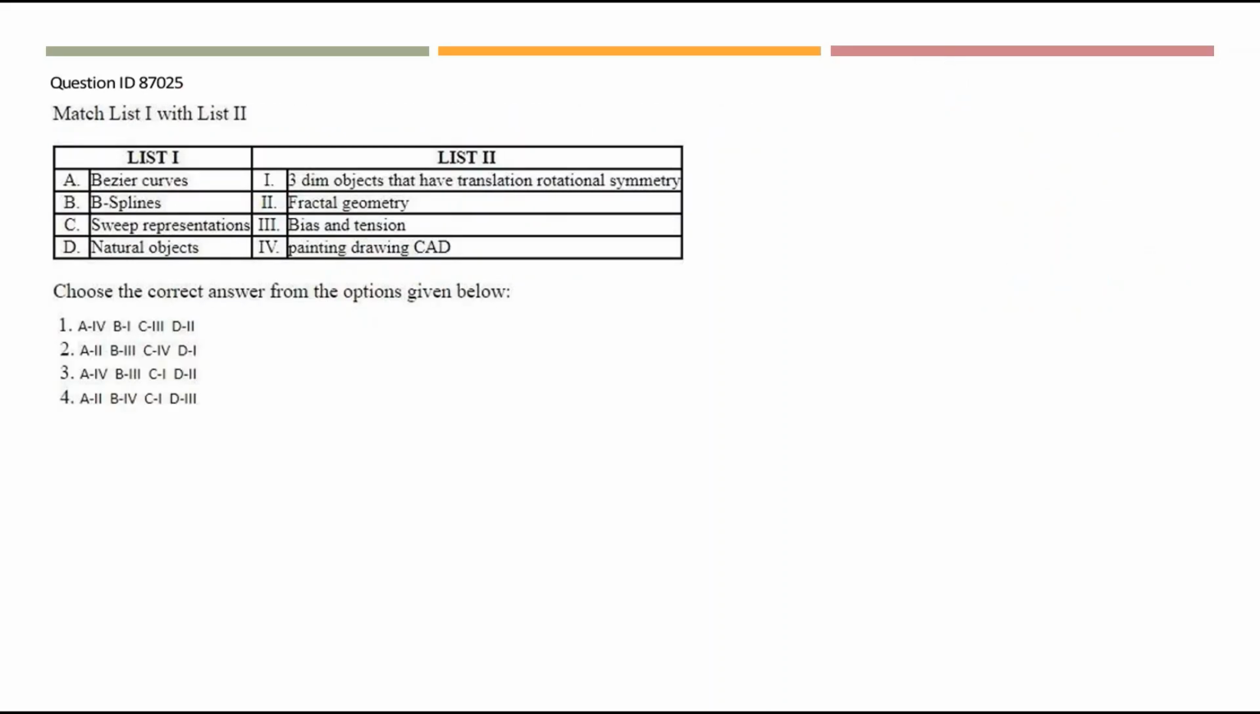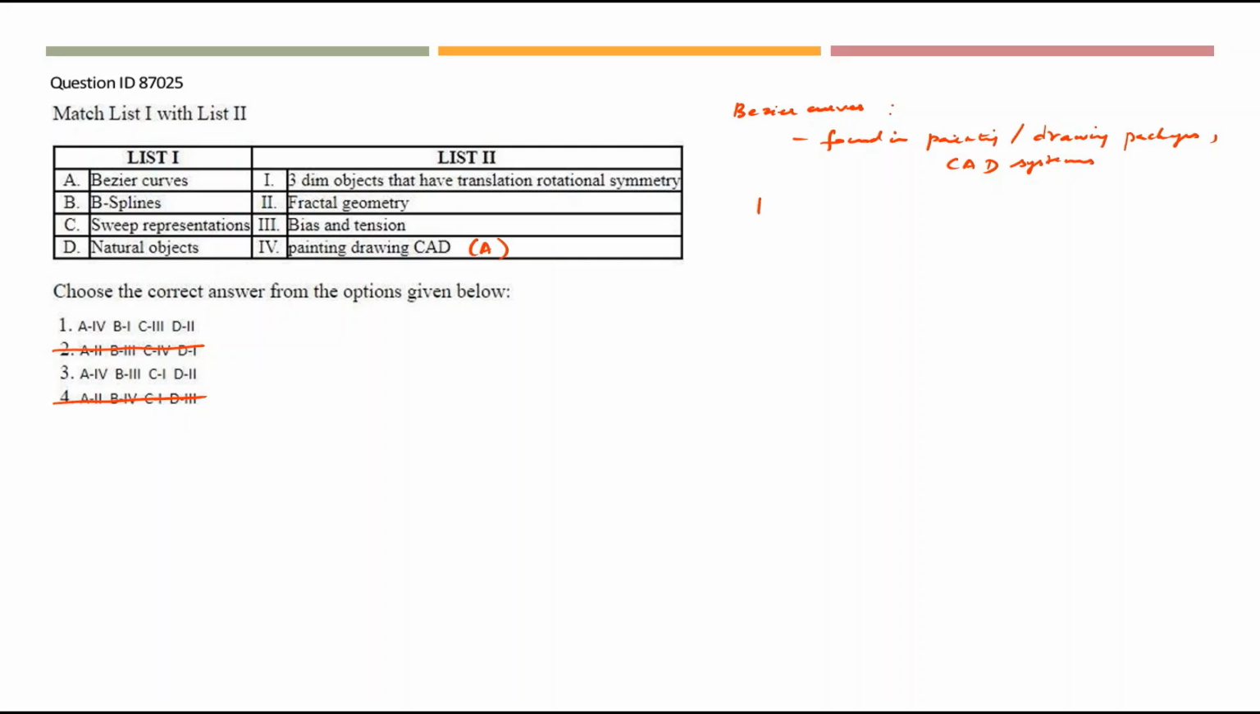Next question, match list 1 with list 2. We will first go with Bezier curves. In Bezier curves content in the computer graphics book, you have a line. Bezier curves are found in painting or drawing packages. Then in CAD systems. CAD is computer aided design. Painting, drawing, CAD is for A. A is mapping to 4. Option 2 and option 4 are ruled out.